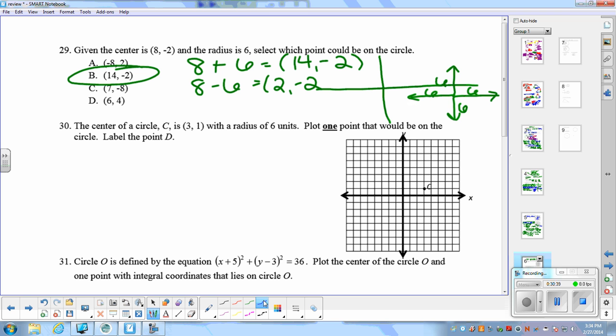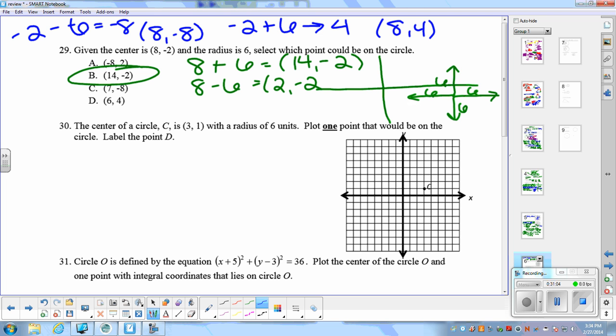Our radius is still 6. Here, I just changed my x value. I can also go up and down, though, which changes my y. So for my y, I could take -2 and go up 6, which would take me to the point 8, 4. Or I could go from -2 and go down 6. So I can subtract 6, which would take me to the point 8, -8.